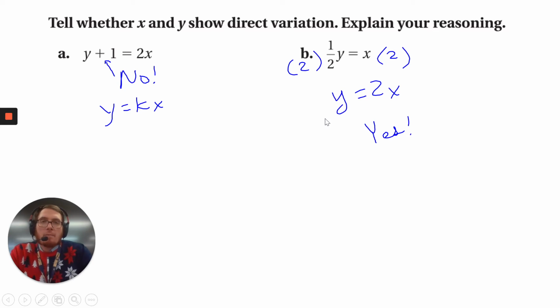The second one has x and y on each side, so that's a good sign. And if I try to get y by itself, you have to think of it like solving an equation. So to get rid of 1/2, I multiply by its reciprocal, which is 2. And then y equals 2x would be the direct variation equation. Notice it's y equals a number times x, and that would make the answer yes. That also would make the constant of proportionality 2 in this case for part B of this question.